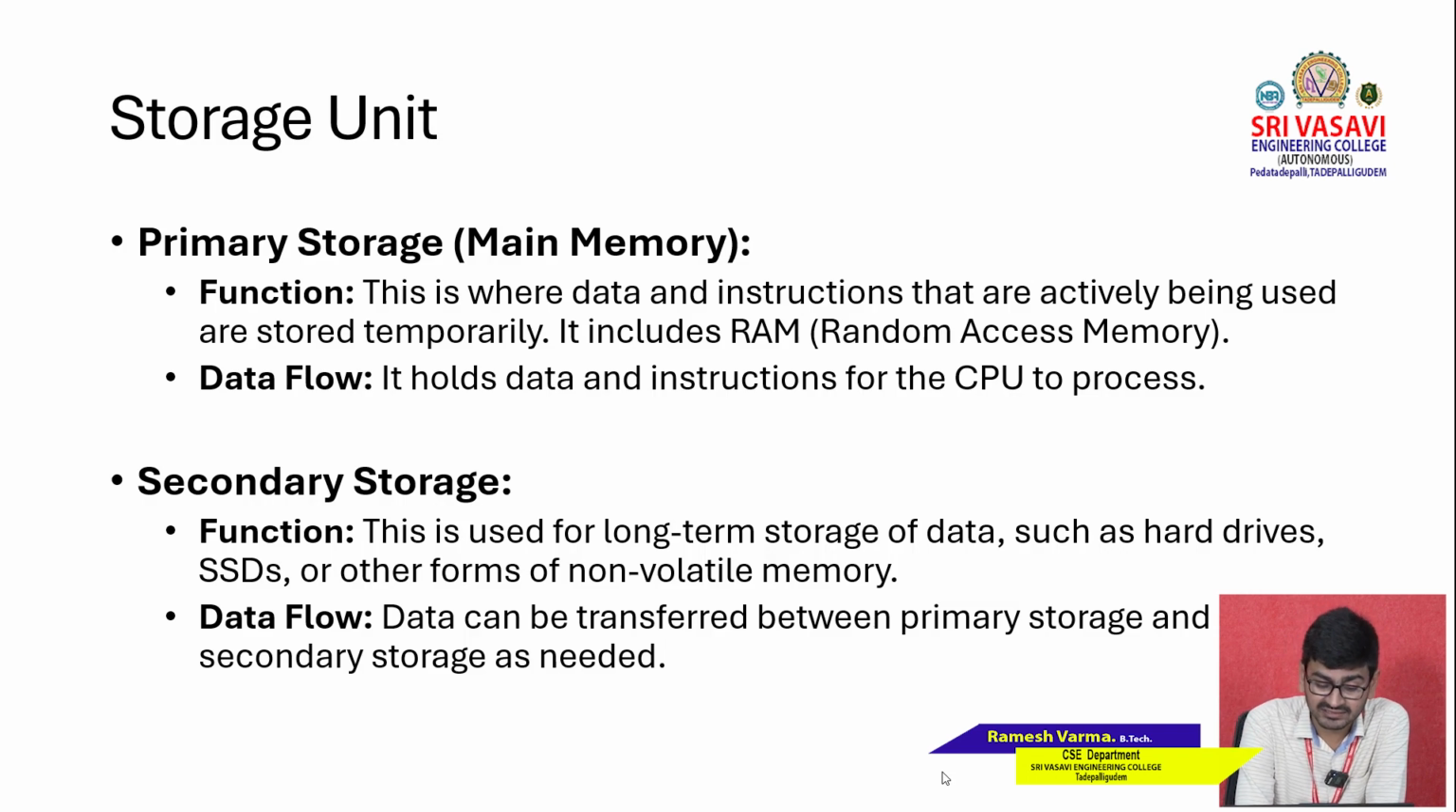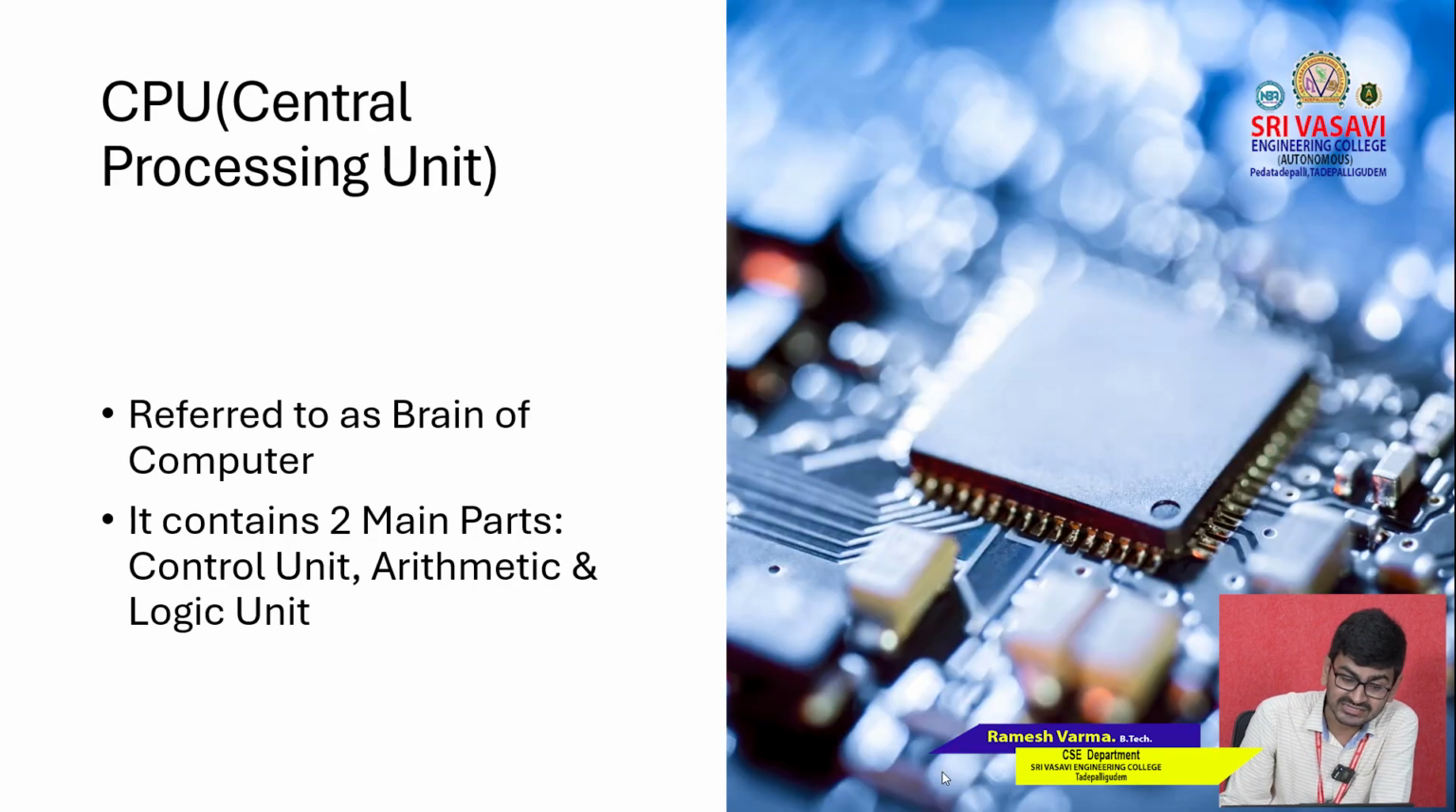And when it comes to the secondary storage, this is used for long-term storage of data, that is called permanent storage, such as hard drives, solid-state drives, and other forms of non-volatile memory. Non-volatile memory in the sense, even when the computer is turned off, the data which is residing in the secondary storage will stay forever. And when it comes to data flow, data can be transferred between primary storage and secondary storage as and when needed, because when you want to store a particular task permanently, we can use secondary storage devices for permanent storage.